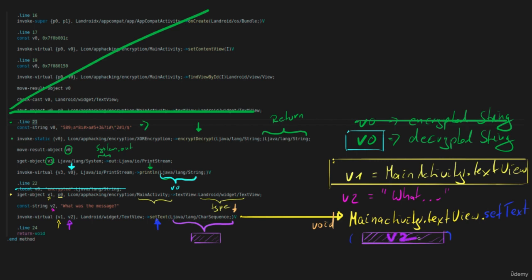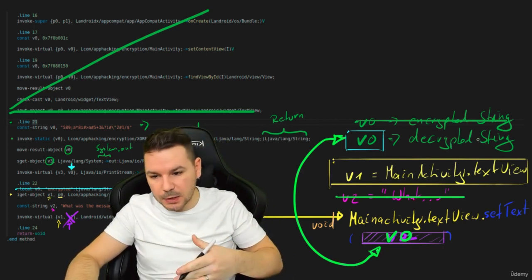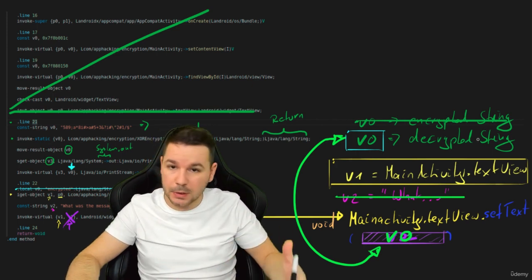And all we have to do is replace this v2 over here with v0. Because if we replace v2 with v0, then we are not passing this string, what was the message, this one over here. Instead we are passing this one into this function, and this is our decrypted string. So on the screen, instead of "what was the message", there should appear our decrypted string.